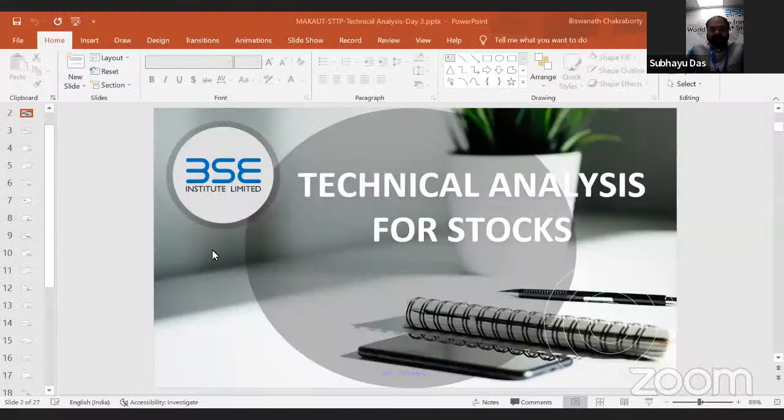Module, which is technical analysis for stocks. So directly we will learn from Mr. Bishwanath Chakraborty how we will choose a stock and how we will do a technical analysis for that.